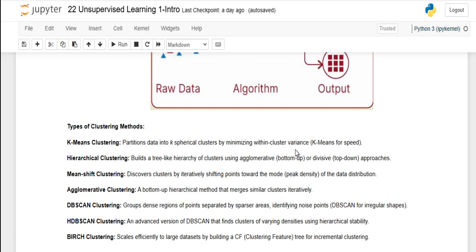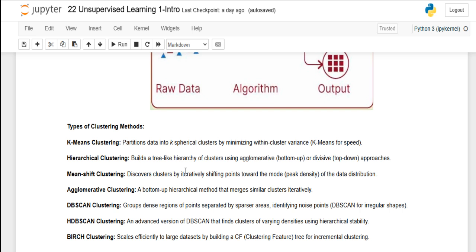You have k-means clustering. This partitions data into k spherical clusters by minimizing within-cluster variance, which is called k-means. The k-means is for speed. When it comes to speed, it's very fast compared to the other ones. That's what it means.